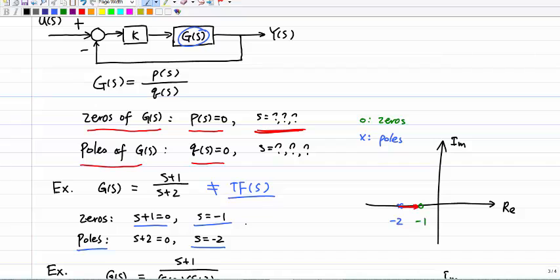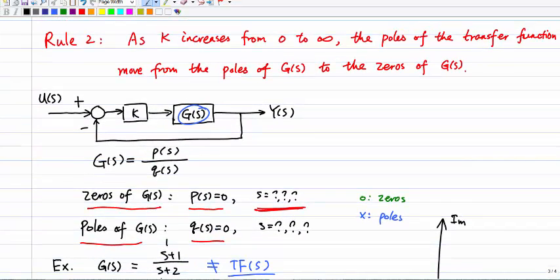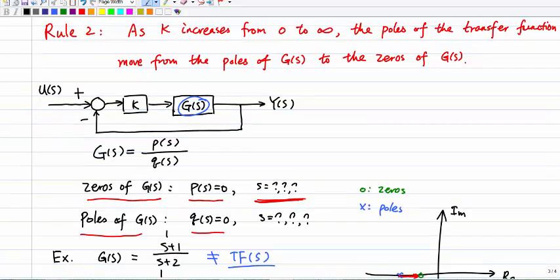So if I do this, according to rule number 2, how many lines do we have? How many lines are in the Locus? I have 1, right? The reason is that the degree of P(s) is 1, the degree of Q(s) is also 1, so we have only one line, which means we only have one pole. For every k, we only have one pole. And rule number 2 says as k increases from 0 to infinity, the pole will move.